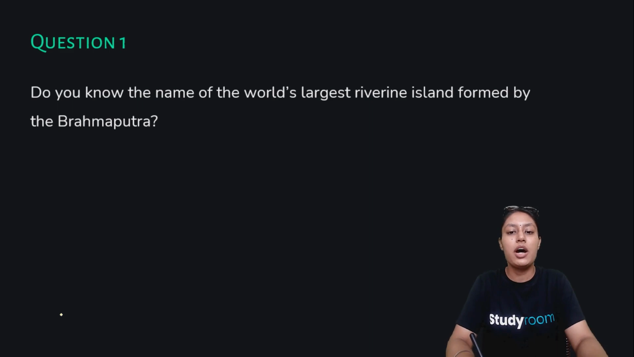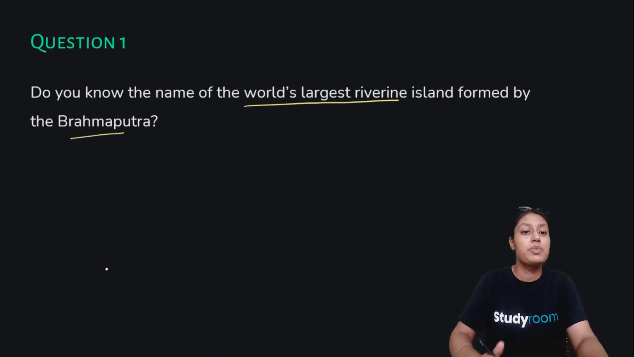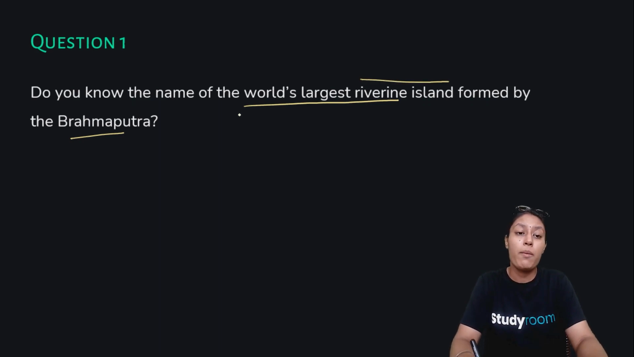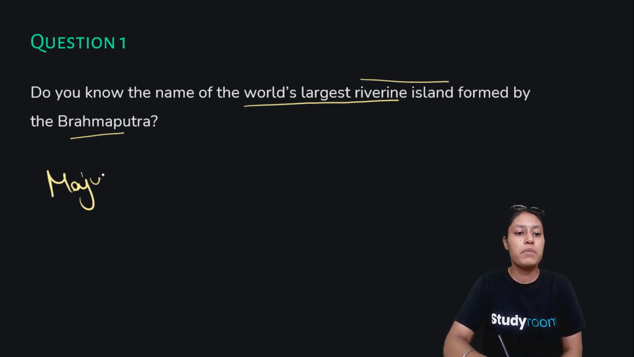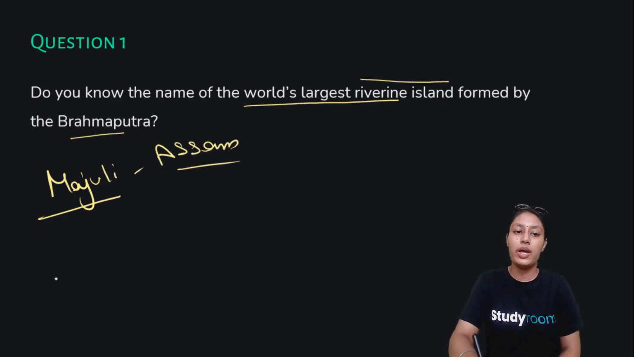Now let's discuss a few interesting questions. Do you know the name of the world's largest riverine island formed by Brahmaputra? Very important thing. Brahmaputra formed a riverine island because of the way its river system has been made. So what is the largest riverine island formed by Brahmaputra? It is Majuli. Majuli Island is the largest island, formed by Brahmaputra joining two different tributaries. It is in Assam.